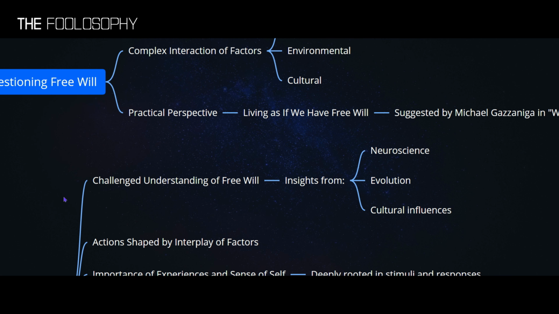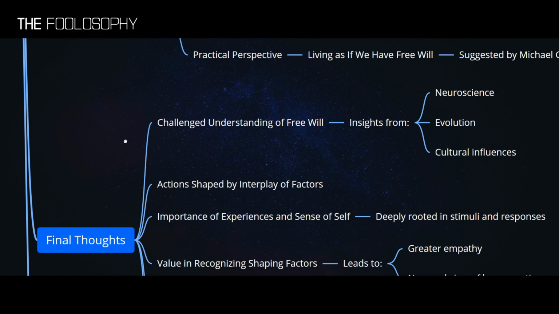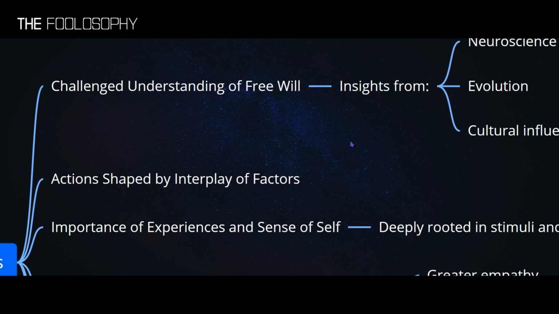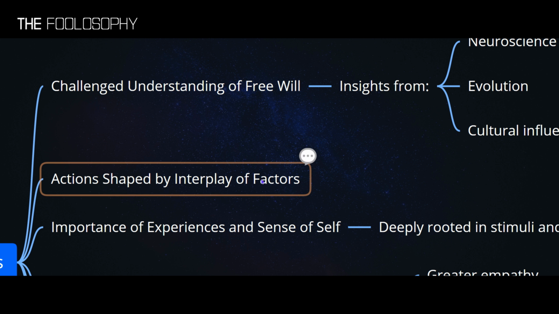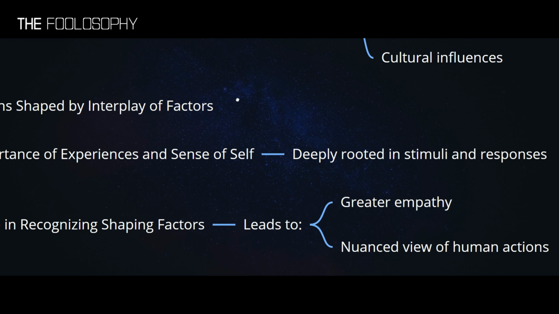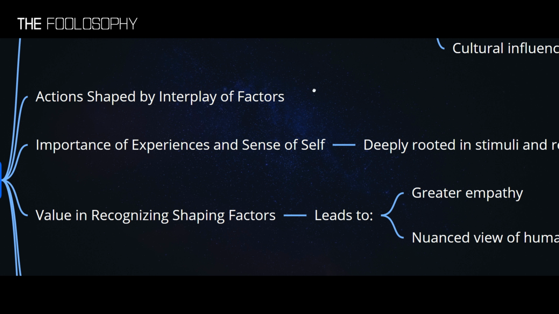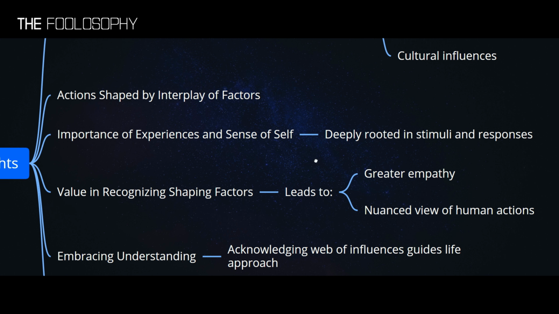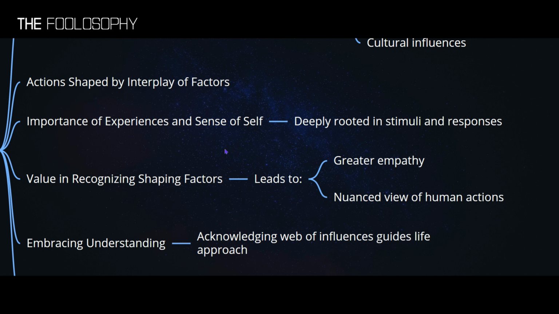In conclusion, our understanding of free will is challenged by insights from neuroscience, evolution, and cultural influences. Our actions, far from being entirely our own, are shaped by a complex interplay of genetic, environmental, and cultural factors. While we may feel in control, the reality is that our decisions are deeply rooted in stimuli and responses honed over millennia. This doesn't diminish the importance of our experiences or our sense of self, but it does provide a profound perspective on human behavior.